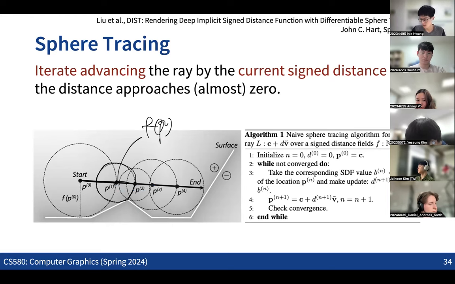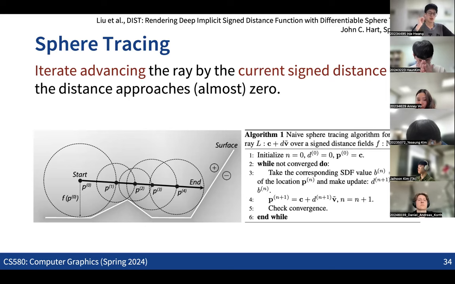This can be a more efficient way, in terms of how much we can proceed with the marching based on the signed distance we get for every single point. That makes sense. So this is the basic idea, which is called sphere tracing. And can you guess some extreme cases where this process becomes very inefficient?